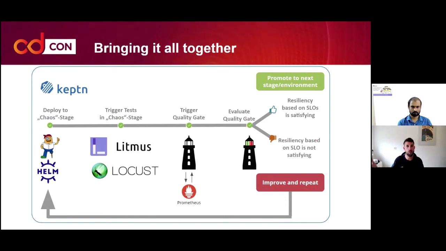Keptn will reach out to Prometheus, fetch the data, and then start the quality gate evaluation. And based on the score, it will give us, let's say, a high score and a thumbs up to move it to the next stage and to decide the resilience of this application based on our service level objectives is high enough. Or if the score is not high enough, that's an indicator for us to go back and improve the resilience of the application, either by changing some configuration or fixing some bugs, or whatever the issue was. We can see which of our service level objectives would fail.